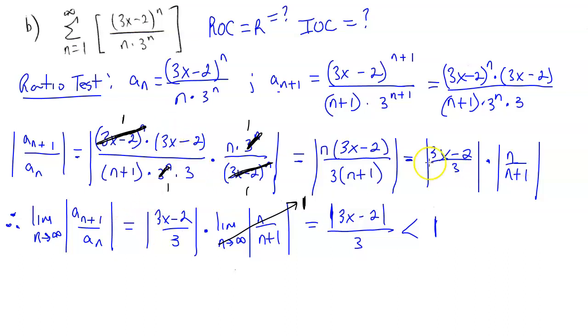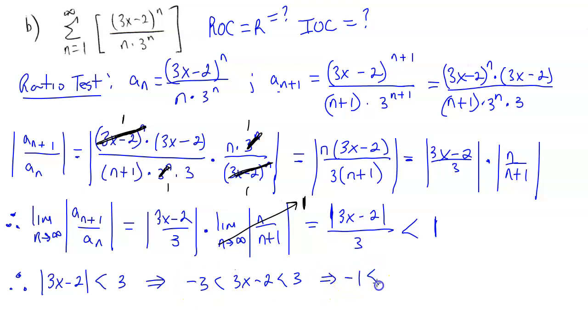So this means that the absolute value of 3x minus 2 has to be less than 3, which means that 3x minus 2 has to be in between 3 and negative 3. And of course, if we solve for x, if we add 2 to both sides of this inequality, negative 3 plus 2 gives me a minus 1.